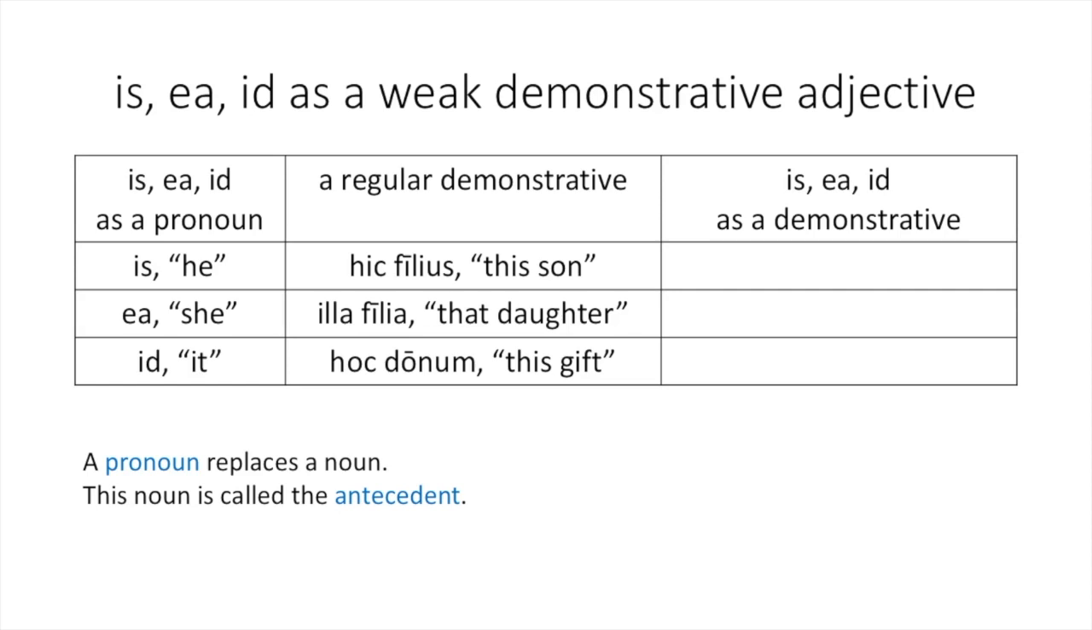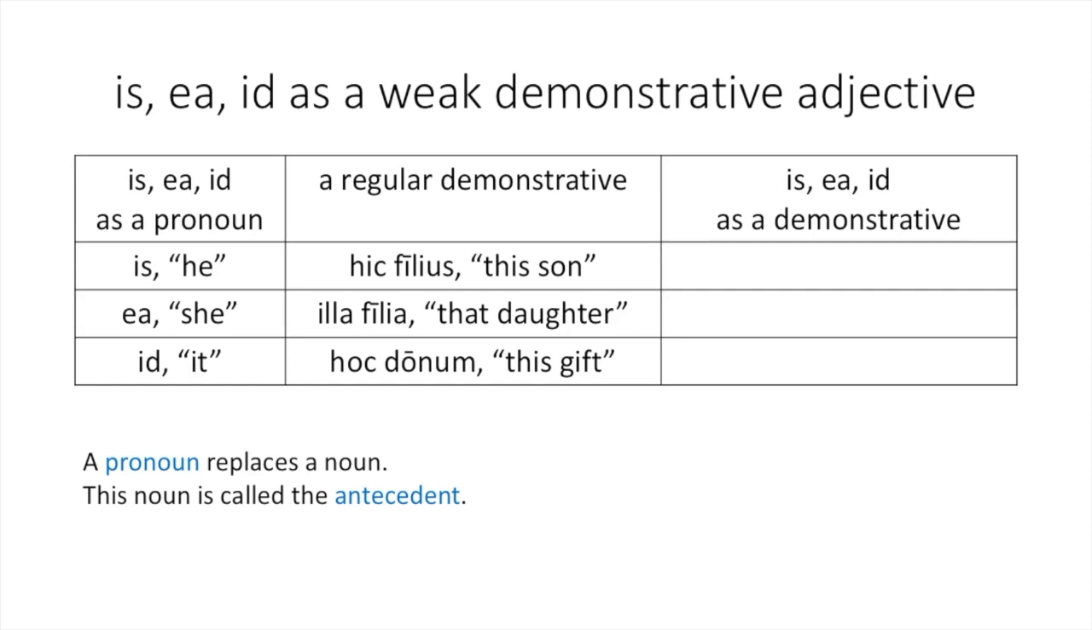So to return to how is, ea, id is a demonstrative adjective, let's look at our middle column. A regular demonstrative could be hic filius, this son, illa filia, that daughter, or hoc donum, this gift. Is could replace hic filius as the antecedent, ea could replace illa filia, that daughter, id could replace hoc donum, this gift.